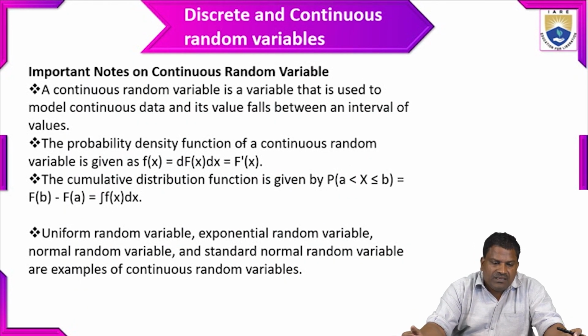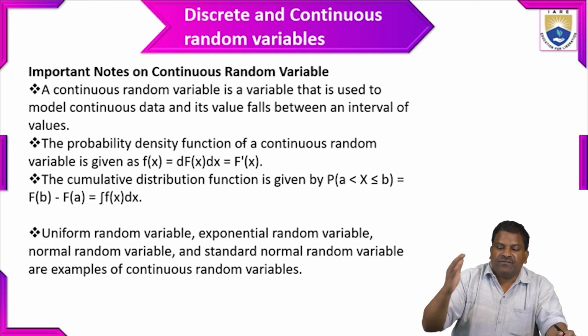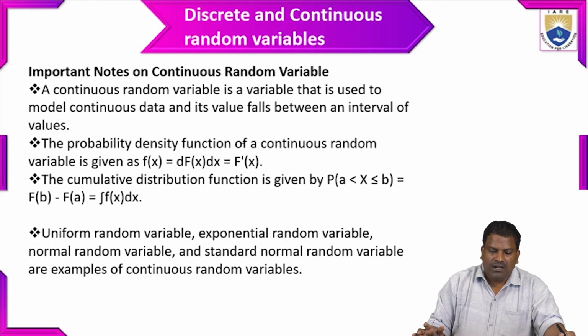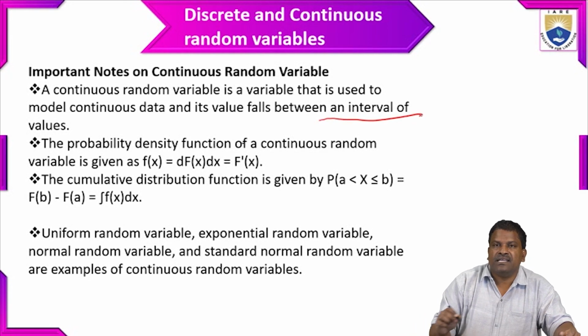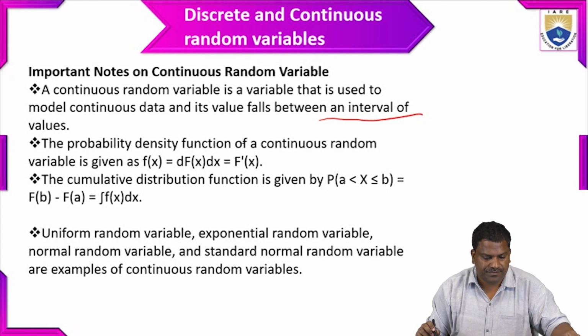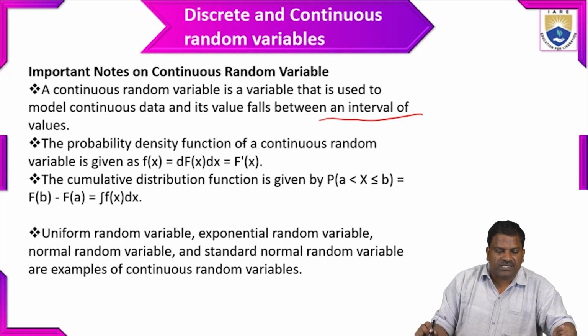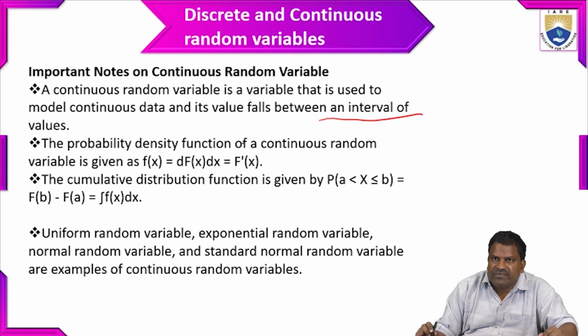Let us see some important notes on continuous random variables. A continuous random variable is a variable that is used to model continuous data, and its value falls between an interval of values, a range. The probability density function PDF of a continuous random variable is given as small f of x is equal to the derivative of capital F of x, that is F dash of x.